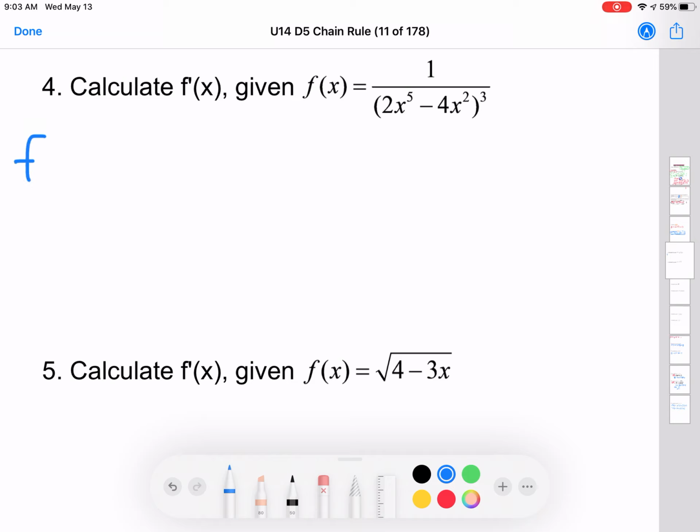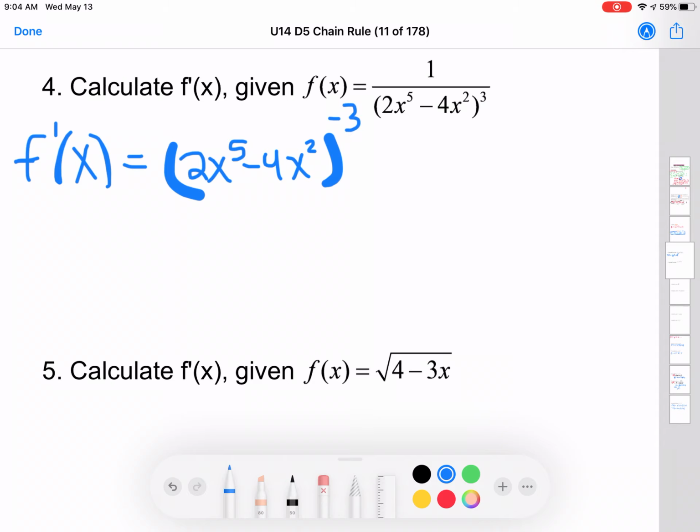So I'm going to take this and change it to 2x to the 5th minus 4x squared raised to the negative third power, right? I could just bring it upstairs by changing the exponent sign. Now I can go ahead and do chain rule. So here we go.